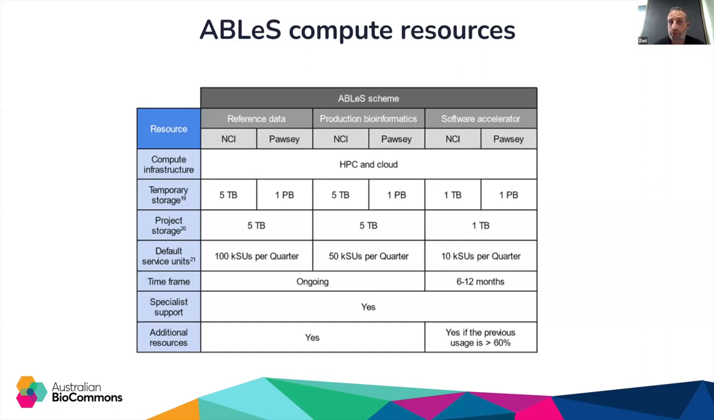We have temporary storage for each project that includes 1 terabyte for the software accelerator, and 5 terabytes for the production bioinformatics and the reference data. Pawsey has different systems, so they allow unlimited temporary storage for the users. Usually this storage is for a short time, and the data there is not backed up and will be deleted between 1 month to 3 months, depending on the infrastructure policies.